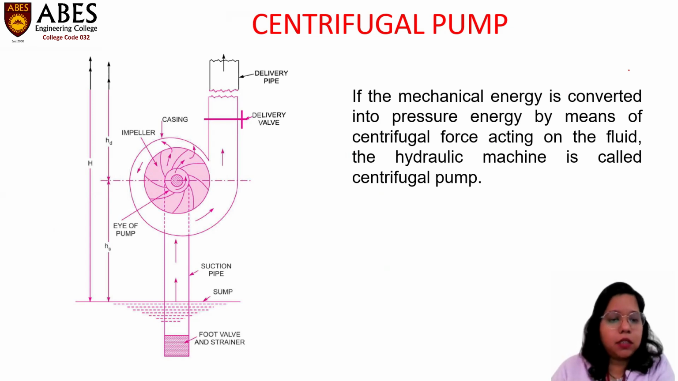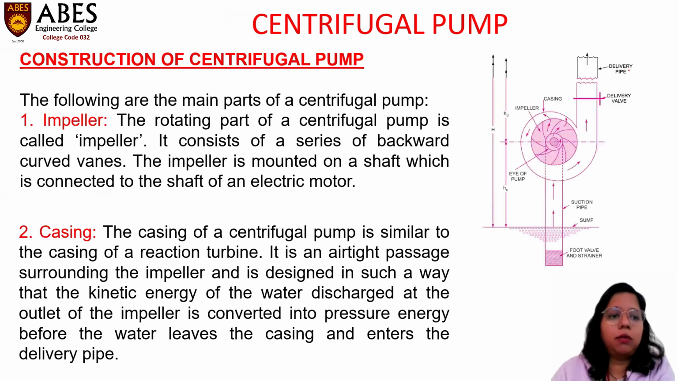First, we will discuss the construction part of the centrifugal pump. There are various parts included in this centrifugal pump. First is the impeller. The impeller is the rotating part of a centrifugal pump. Here is this impeller, the rotating part. It consists of a series of backward curved vanes. The impeller is mounted on the shaft, which is connected to the shaft of an electric motor. Here is the shaft, and the vanes are attached on this impeller.